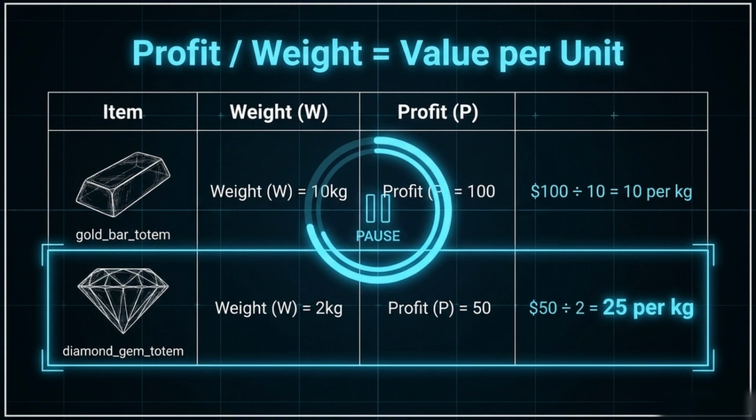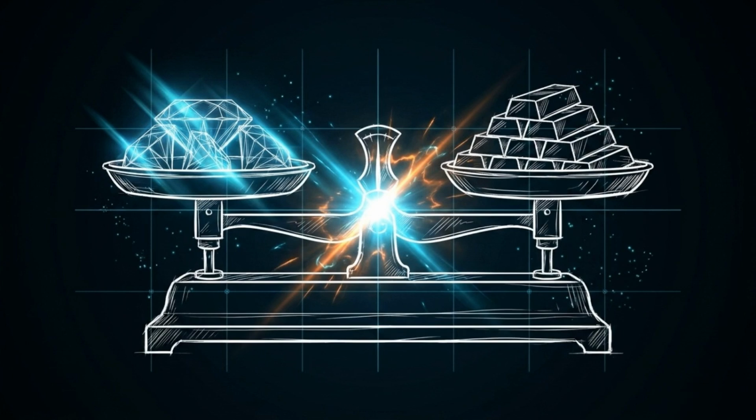We divide total profit by total weight. For gold, 100 divided by 10 gives 10 per kilogram. For the diamond, 50 divided by 2 is 25 per kilogram. Despite a lower overall profit, the diamond is far more valuable per unit of space. This profit-to-weight ratio is the ultimate criterion. It's the exact mechanism our algorithm uses to evaluate an item's true worth and guarantee an optimal answer.